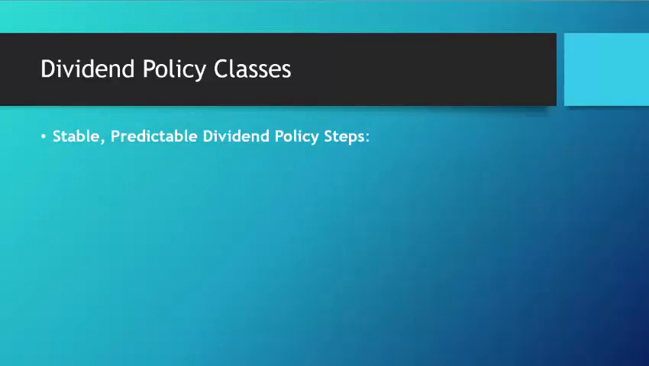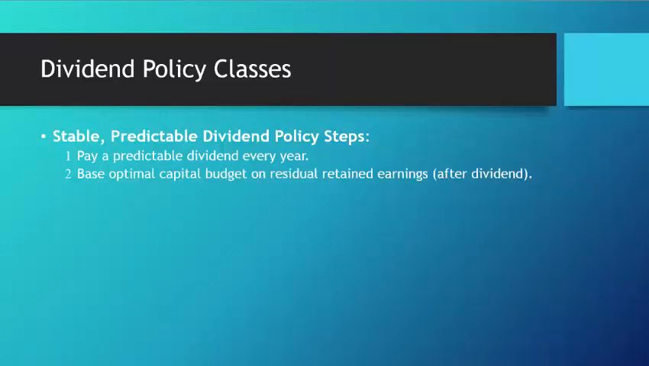If you're doing this type, the stable predictable dividend or the stable predictable growth rate policy, number one, you pay your dividend first. Then you base your optimal capital budget on what's left over in retained earnings after the dividend. Dividend comes first.